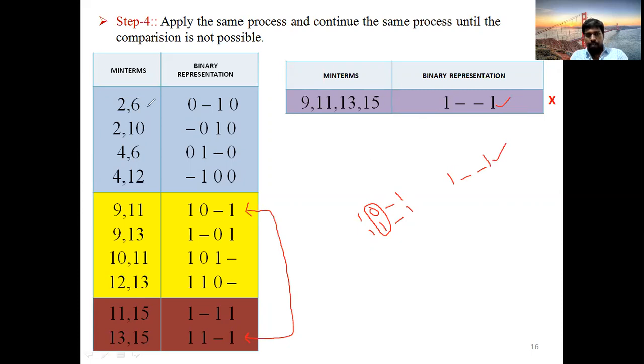When I compare group 1 with group 2, I didn't get any single bit variance. I got it only when comparing group number 2 with group number 3. That is the only one combination I got, and I wrote the answer here. Now verify whether 2, 6 is involved here. No, it is not involved.